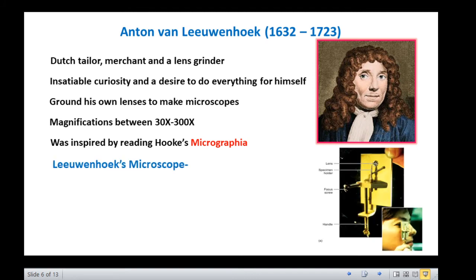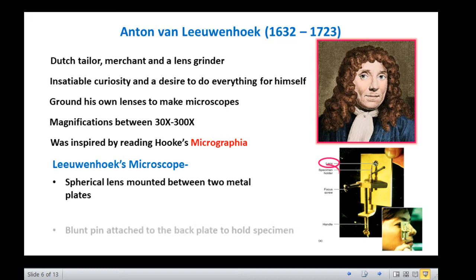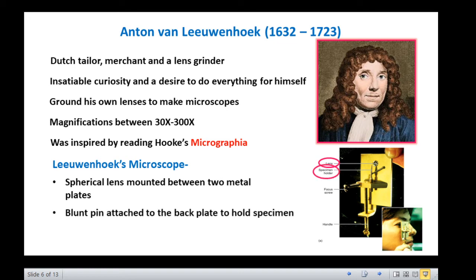Leeuwenhoek's microscopes did not resemble our present-day sophisticated microscopes. As can be seen in the figure, the spherical lens was mounted between two metal plates. The specimen was placed on the point of a blunt pin attached to the back plate and was brought into focus by manipulating two screws which varied the position of the pin relative to the lens.